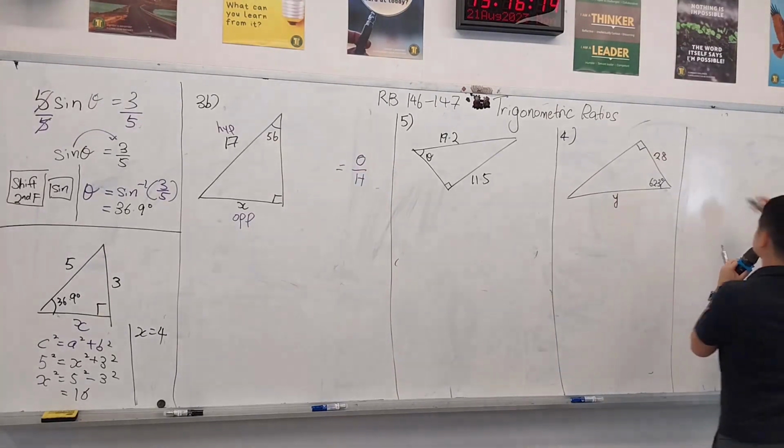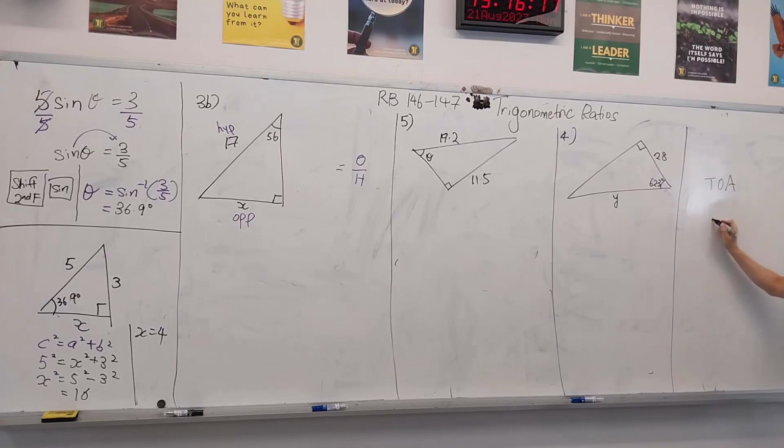So you have to memorize this. During the exam, I would strongly advise that you write this down. Please write this down. Now look at the 2 letters. There are some students who cannot find whether it is sine, cosine, or tangent because they never write this down.